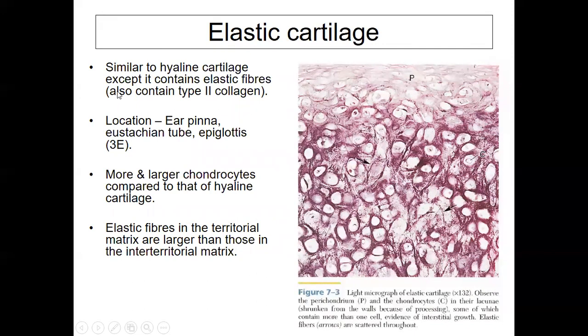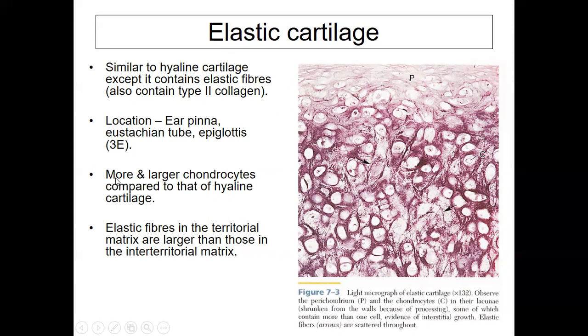Okay, and it also contains type 2 collagen. So where can you find this elastic cartilage? The elastic cartilage can be found in the ear pinna, eustachian tube, and also the epiglottis. So just remember this 3E. Whenever you remember this 3E, you know the location of the elastic cartilage.